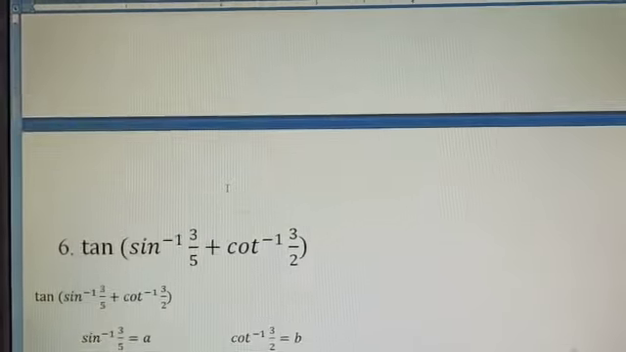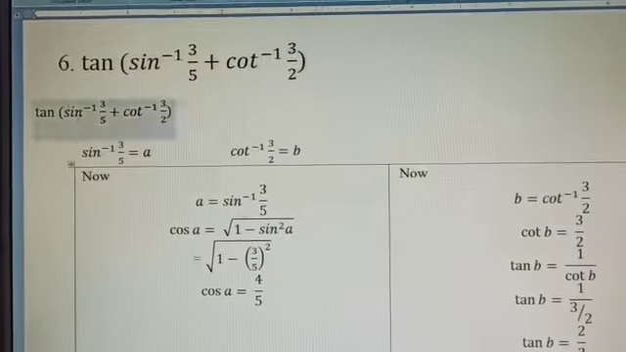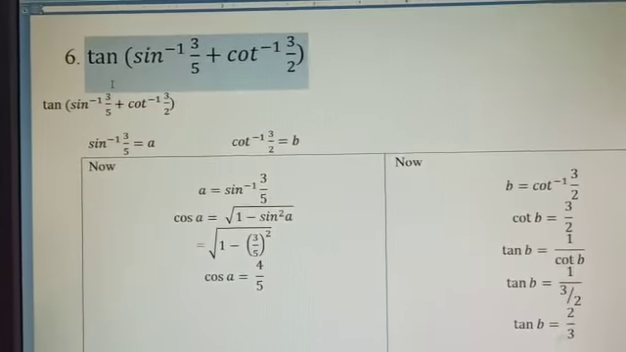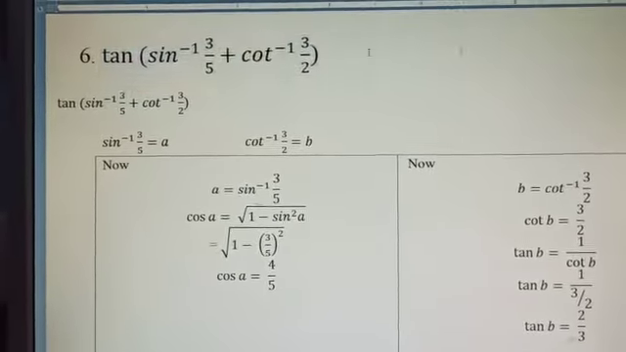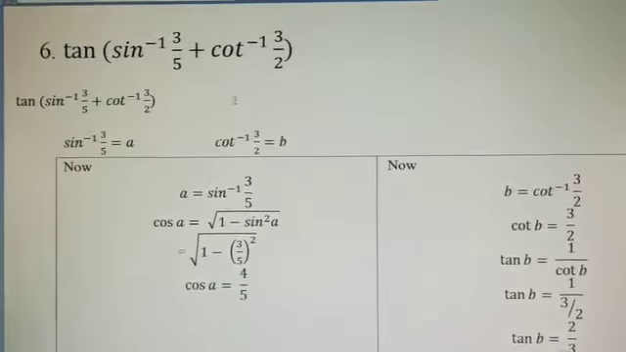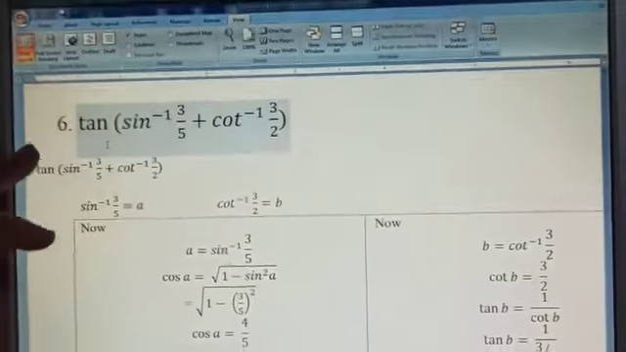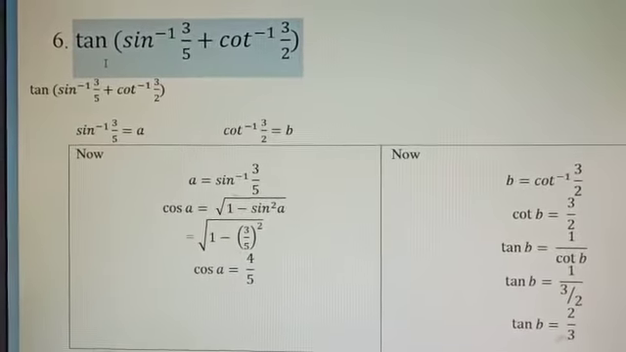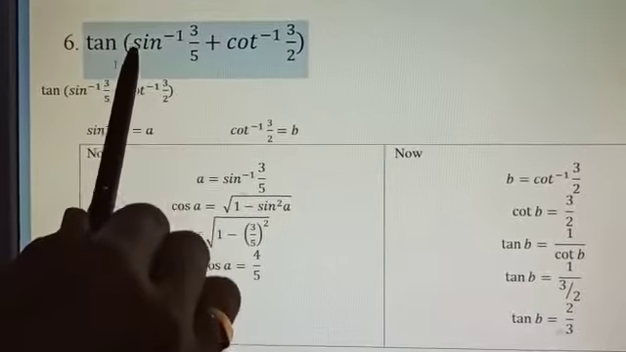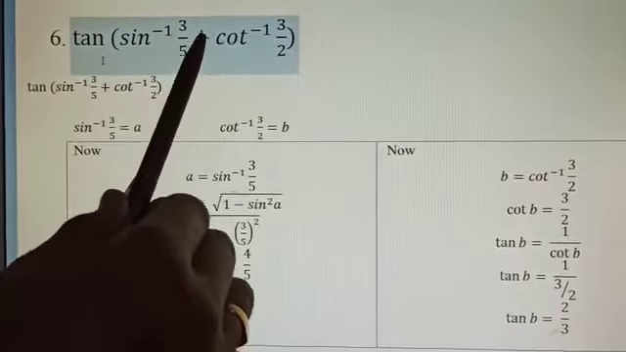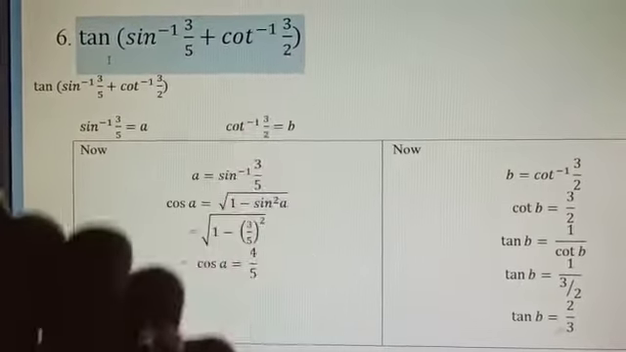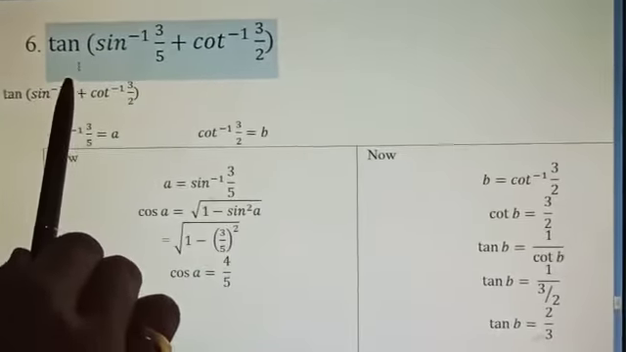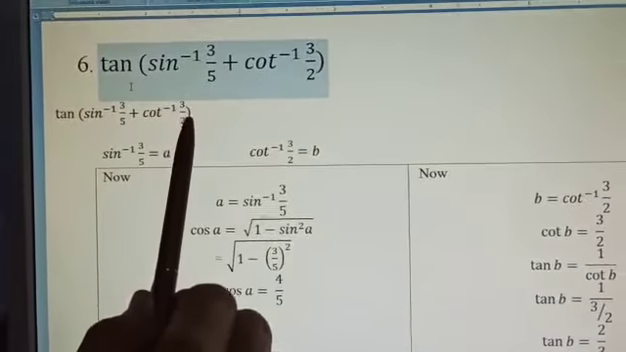So find the value of each of the expressions. We have to find the values of each and every expression. I have selected only one problem here. This is the last problem, the 18th problem: tan of sine inverse of 3 by 5 plus cot inverse of 3 by 2. Consider the same equation, tan of sine inverse of 3 by 5 plus cot inverse of 3 by 2.